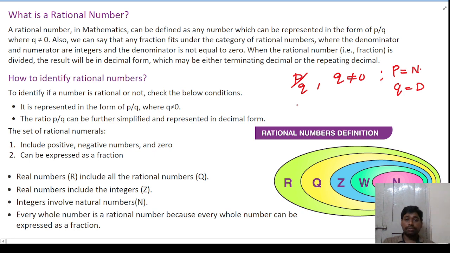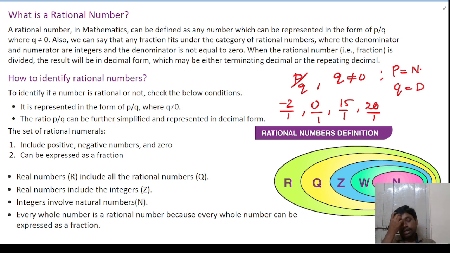All the integers can be written in p by q form. Like minus 2 can be written as minus 2 by 1. If there is a 0, we can write 0 by 1. If there is 15, we can write it by 1. Any number like 20, by 1. So you can write natural numbers in the form of p by q, whole numbers in the form of p by q, and integers also can be written in the form of p by q.